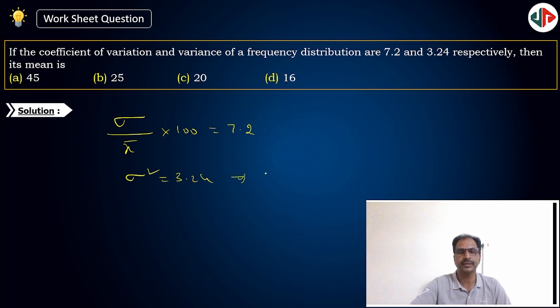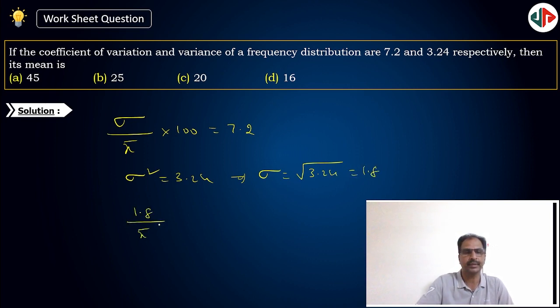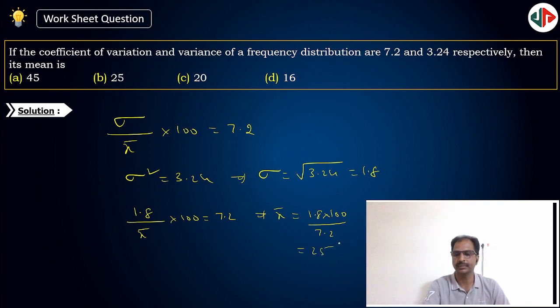If sigma square is 3.24, what is sigma? Under root 3.24 is nothing but 1.8. So 1.8 by x bar into 100 is equal to 7.2. From this, x bar is equal to 1.8 into 100 by 7.2, which is 25. Option B.